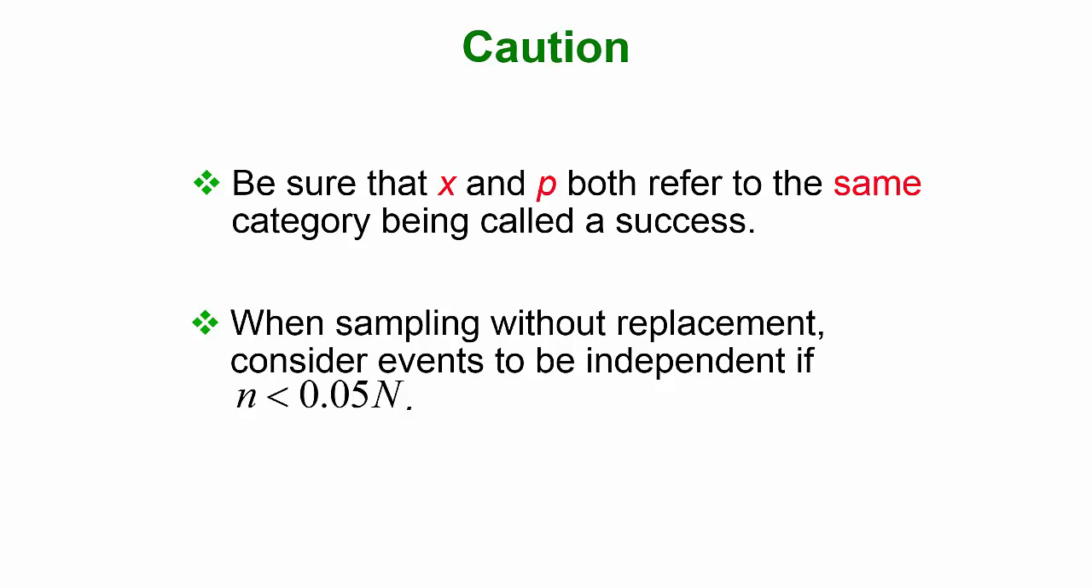When sampling without replacement, we can consider events to be independent if n, our total trials, is smaller than 0.05 of capital N. So this means that our sample must be smaller than 5% of the population. If that occurs, then we can actually look at the events as being independent.